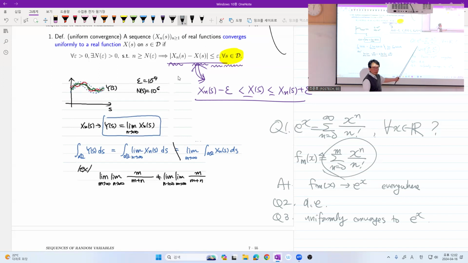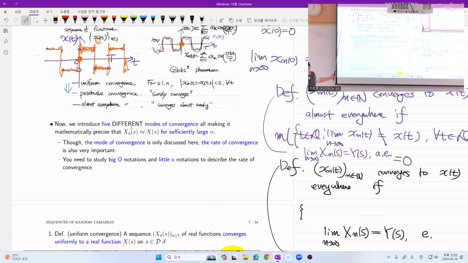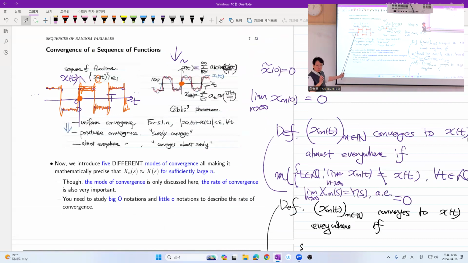This is a very good example. It uniformly converges. However, whenever you have discontinuity, a discontinuous periodic function gives you what? It gives Gibbs phenomena. So a Fourier series never gives you uniform convergence if the interval includes a point of discontinuity. Got it?